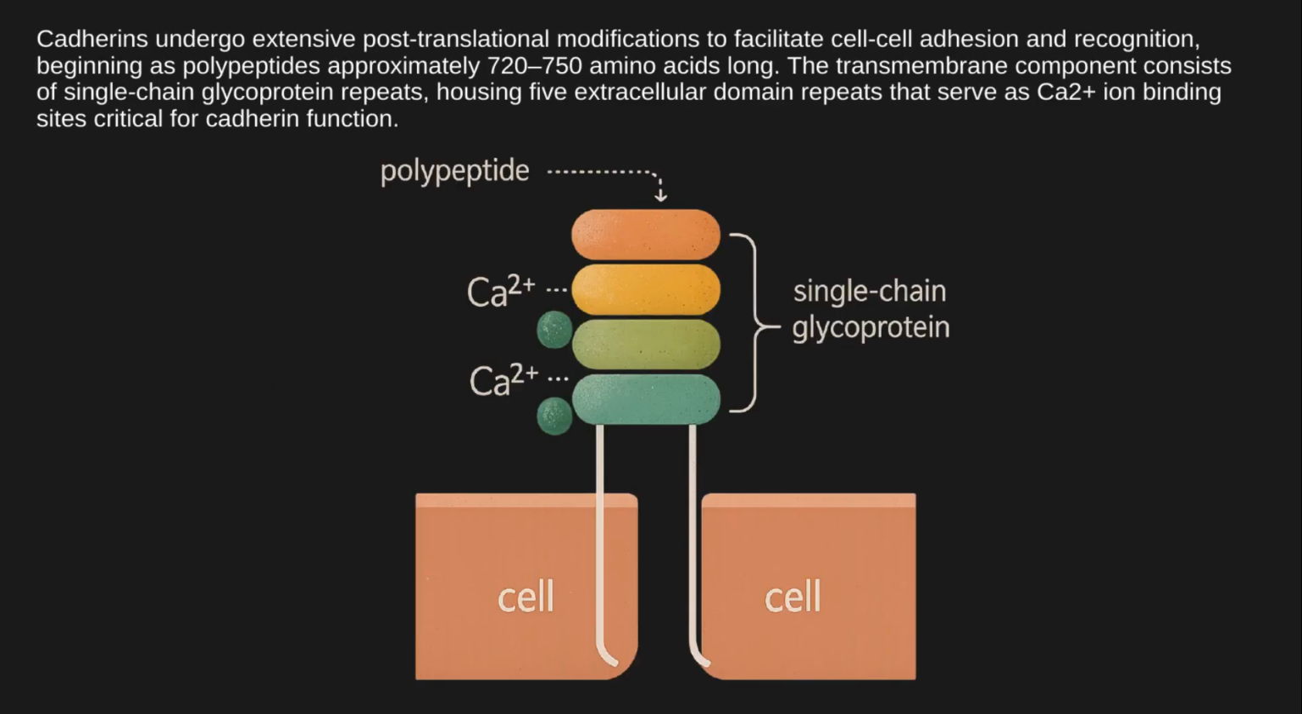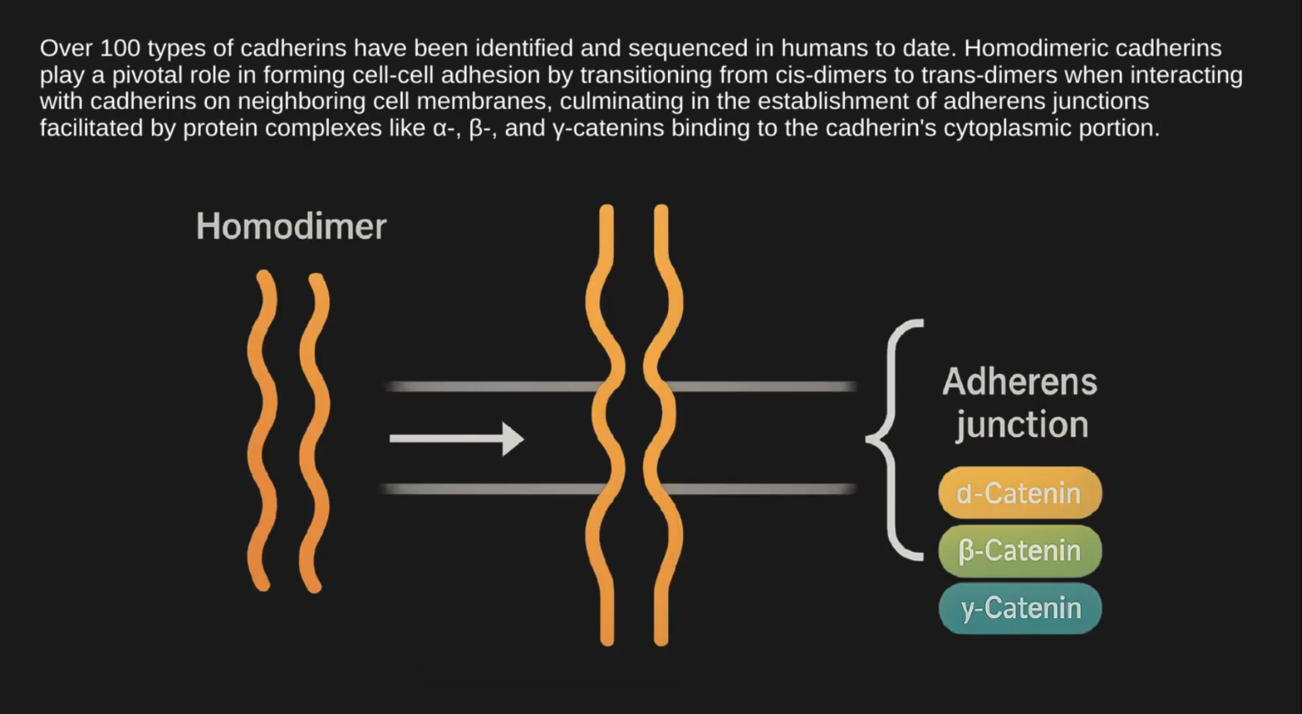Cadherins undergo extensive post-translational modifications to facilitate cell-cell adhesion and recognition, beginning as polypeptides approximately 720-750 amino acids long. The transmembrane component consists of single-chain glycoprotein repeats, housing 5 extracellular domain repeats that serve as Ca2+ ion binding sites, critical for cadherin function. Over 100 types of cadherins have been identified and sequenced in humans to date.